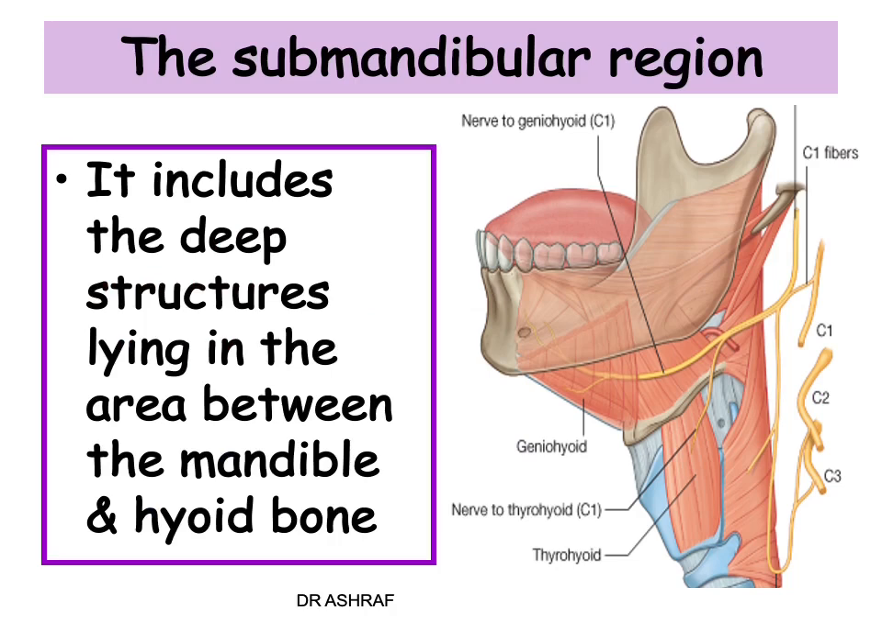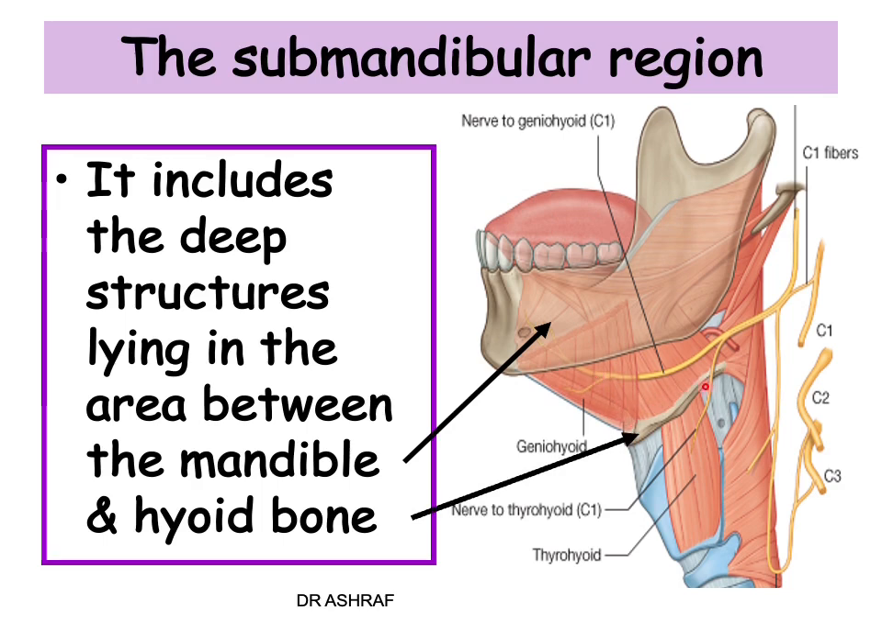Firstly, when we talk about the submandibular region, we will know that it lies in this area, where it's bounded superiorly by the mandible and inferiorly by the hyoid bone. So that's the mandible and that's the hyoid bone. This region will be the submandibular region.